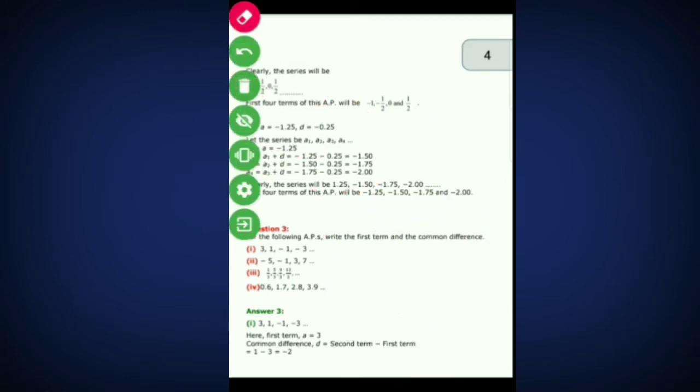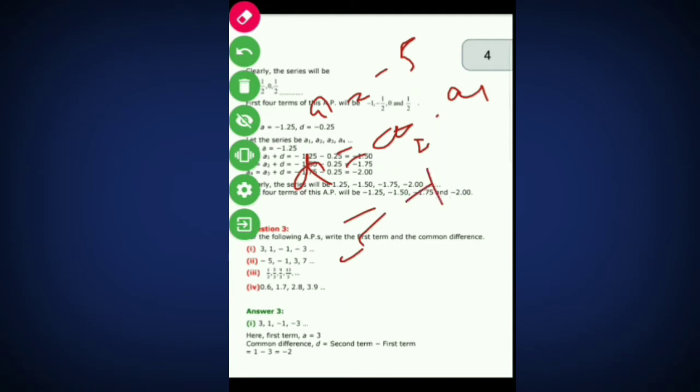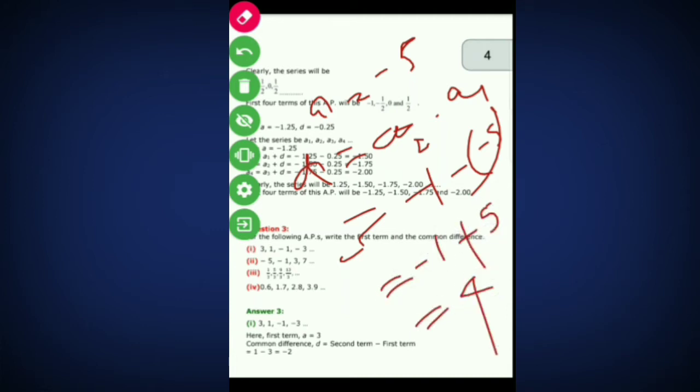Okay. Now we will go to the next question. In here also the first term is what? You can look at here. The first term is minus 5. What is the common difference? Second term minus first term. What is the second term? That is minus 1. Minus as it is. What is the first term? That will be minus 5 now. That will be minus 1 plus 5. That will be only and only 4.